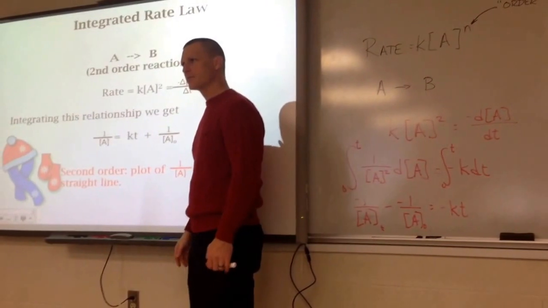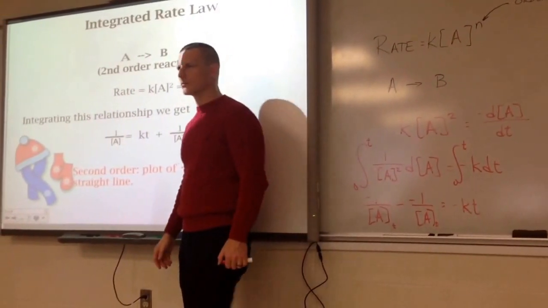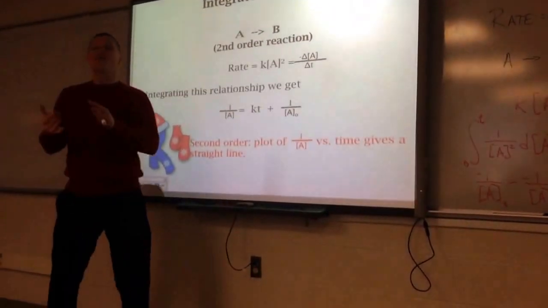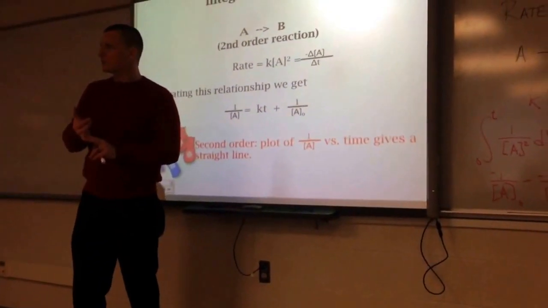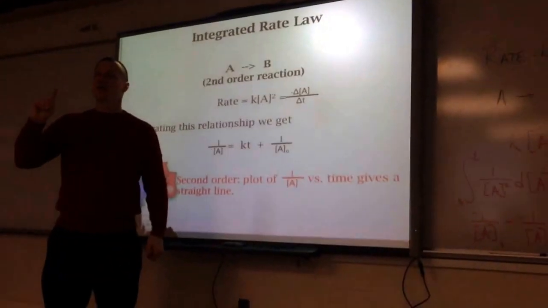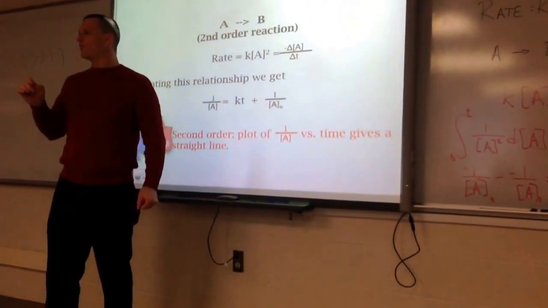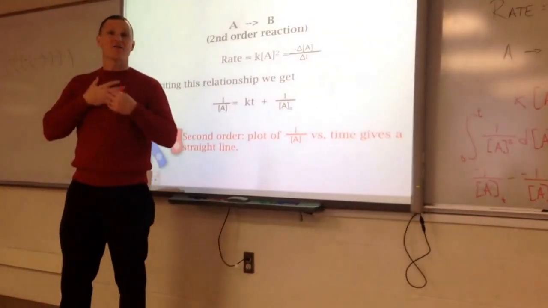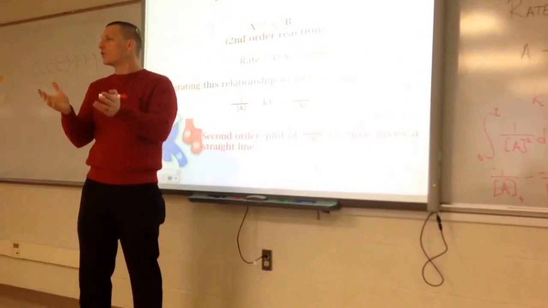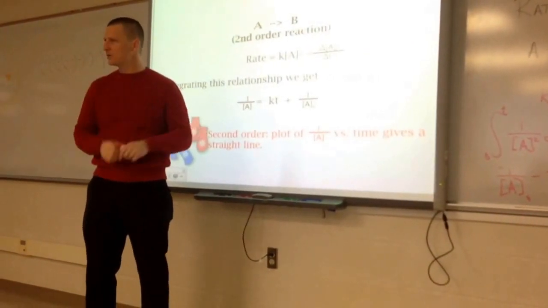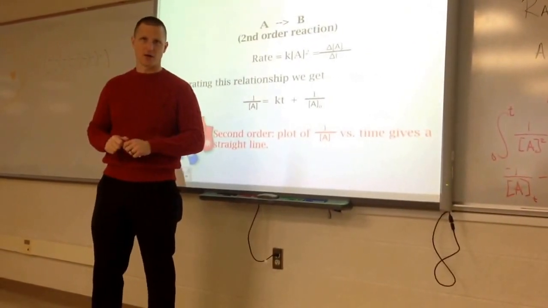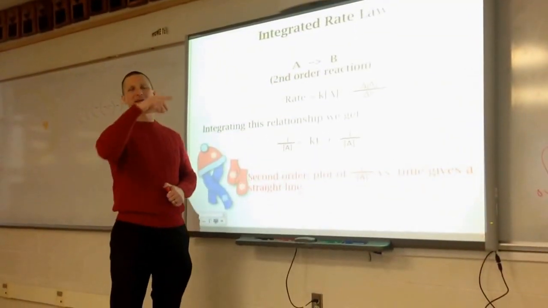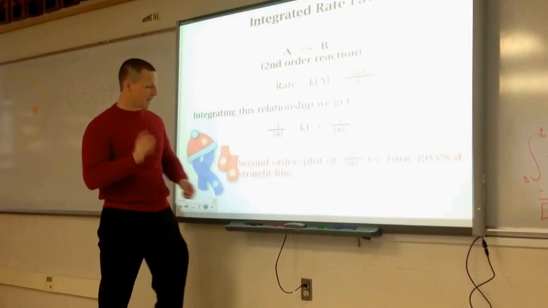What if it's still not a straight line? Would it go to third order? If it's not first order and it's not second order, then you have one other choice, and that would be zero order. I think there are third order reactions out there, but I have never seen one. I don't know what it looks like, and I don't even know the integrated rate law for it. We can figure it out if I remembered any calculus, but I don't. But yeah, don't worry about it.